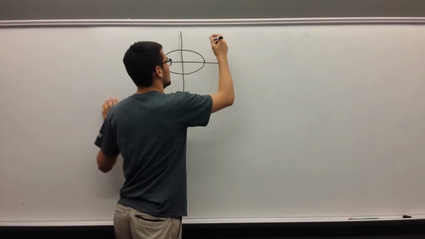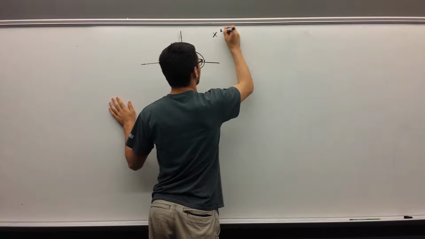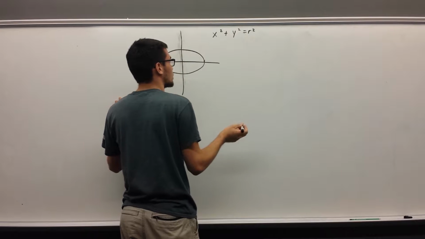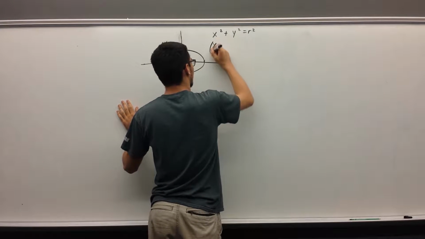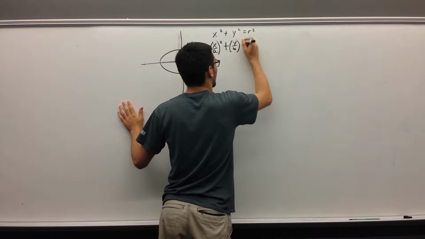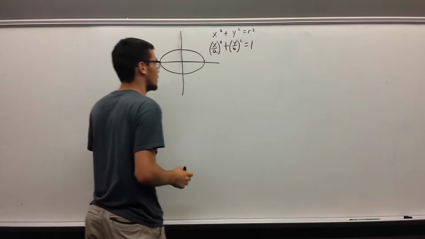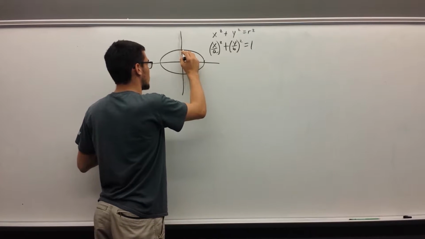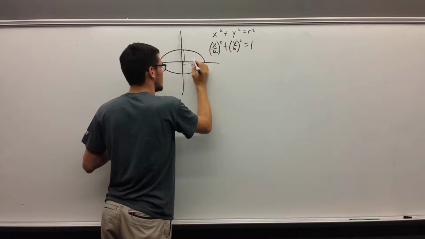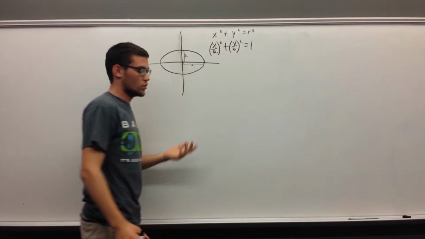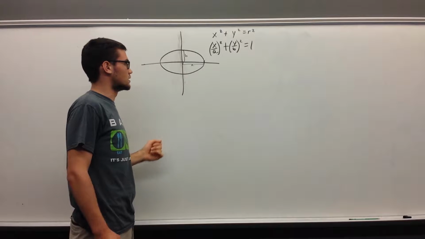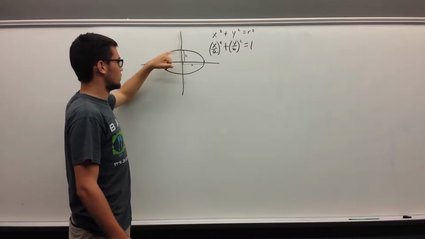The equation of a circle is x squared plus y squared equals r squared. In contrast, the equation of an ellipse is (x over a) squared plus (y over b) squared equals 1. a is this distance right here along the x-axis, and b is this distance right here. Those are the two radii of the ellipse, where a corresponds to x and b corresponds to y.